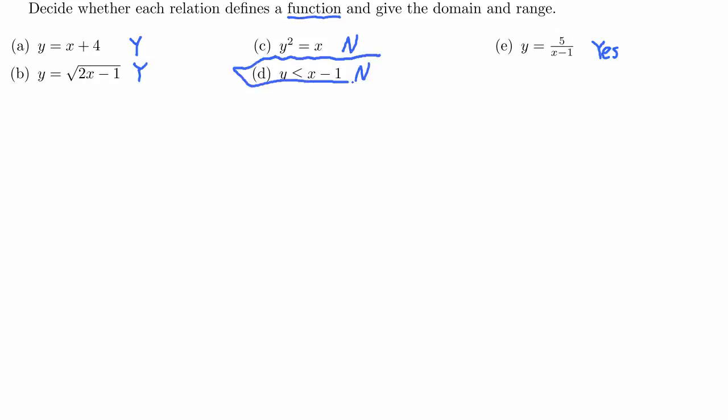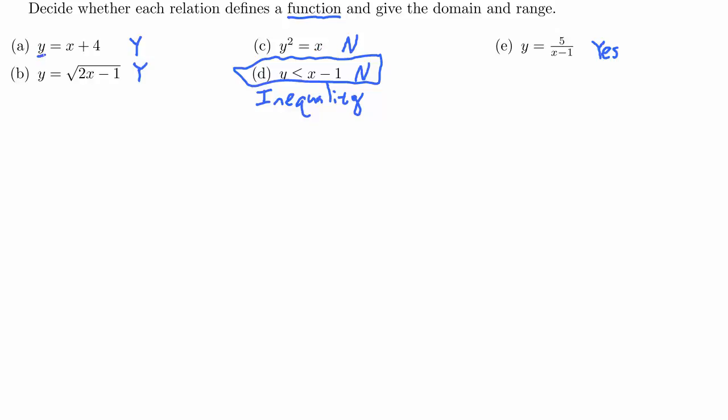D is an inequality. Because it is an inequality, it is guaranteed to not be a function. Just keep that in mind. Anytime you see an inequality, it is not a function. Okay, let's look at the rest of these. The rest of these are equations. Therefore, let's figure out why these others are functions, but C is not a function.